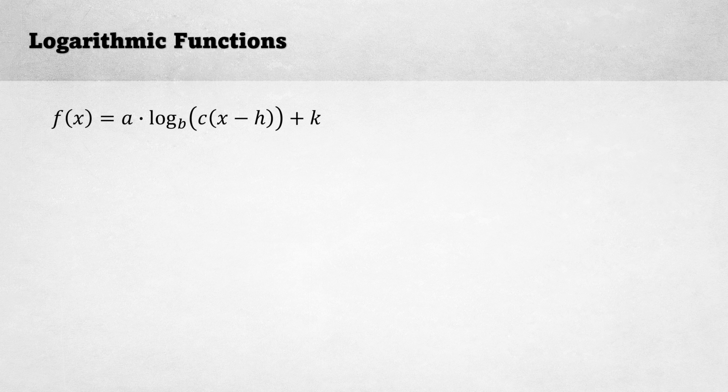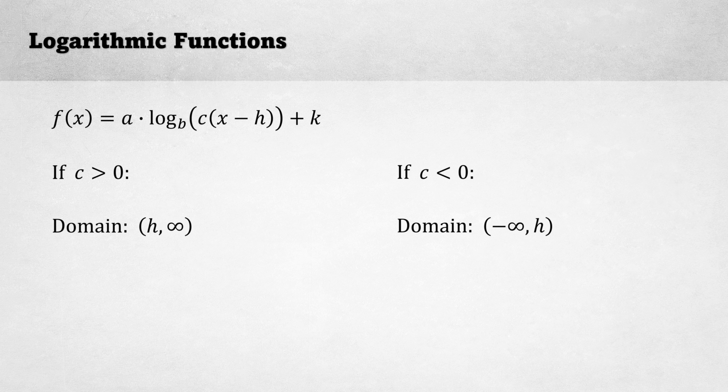A is the vertical stretch, similar to the exponential functions. The exponent of the exponential function is the input of the logarithmic function, and k is the vertical translation, just like the exponential functions. Again, we have two cases, but this time, the sign of c determines the direction of the graph. So if c is positive, the domain is real numbers greater than h, and if c is negative, the domain is real numbers less than h.